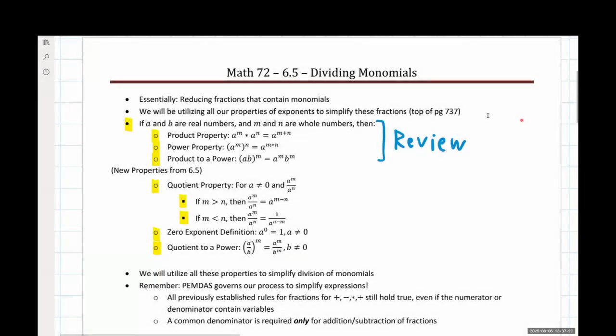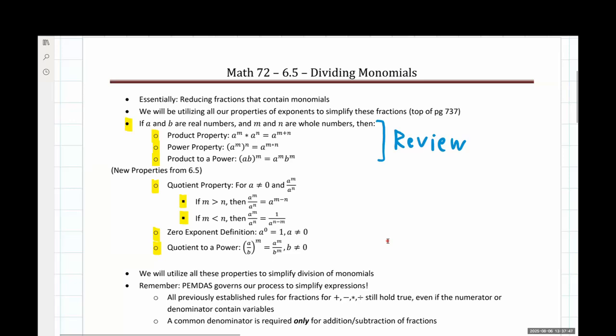Section 6.5 has us working with dividing monomials together. So we had previous rules and we had previous exponent properties that showed up, and we have those listed here. These will still be showing up in these problems, but we're also going to bring in 3 new ones that are going to be visible now a lot more.